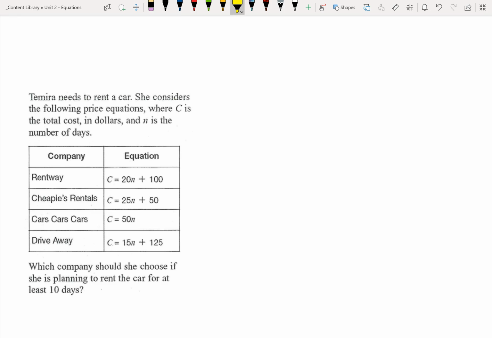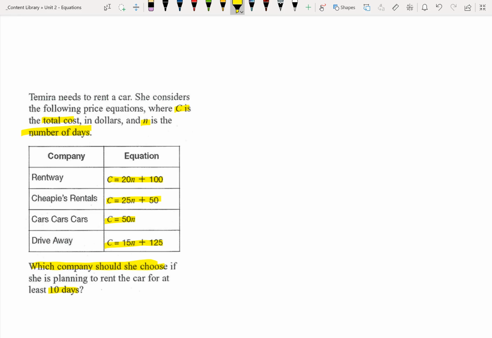So again, let's go through the process of solving this. We read through it. Let's go back and highlight any information. C is total cost. N is the number of days. We have 4 different equations, which we can highlight if you want. And lastly, which company should she choose? So that's the question. And then the last part, 10 days, is important as well because that's what we're going to use in our equation.